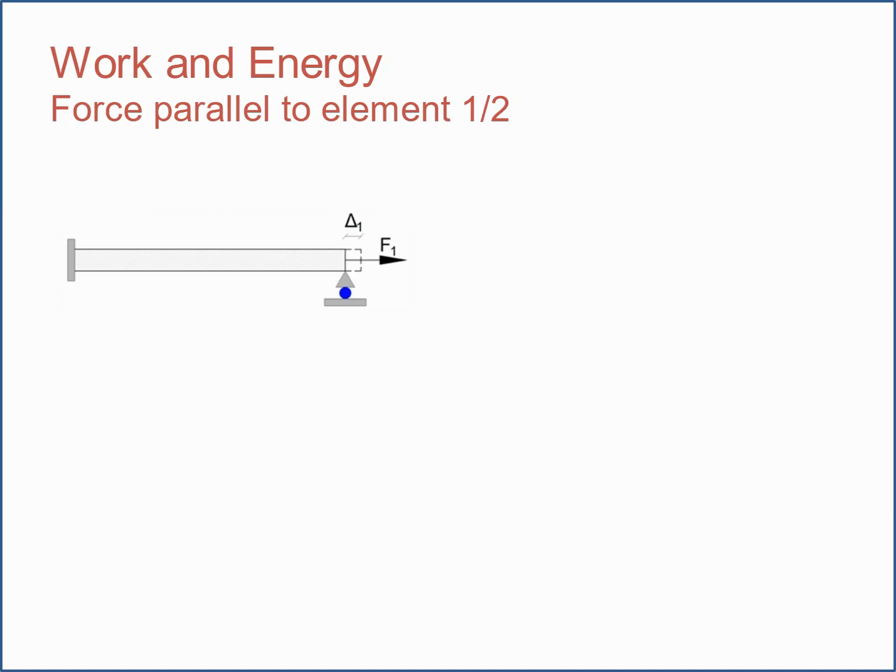The top figure shows a structural member that is fixed at the left support and free to deform longitudinally at the right support. A constant force F1 is applied to the right end, the direction of which is parallel to the longitudinal axis of the member. And displacement delta 1 is observed.